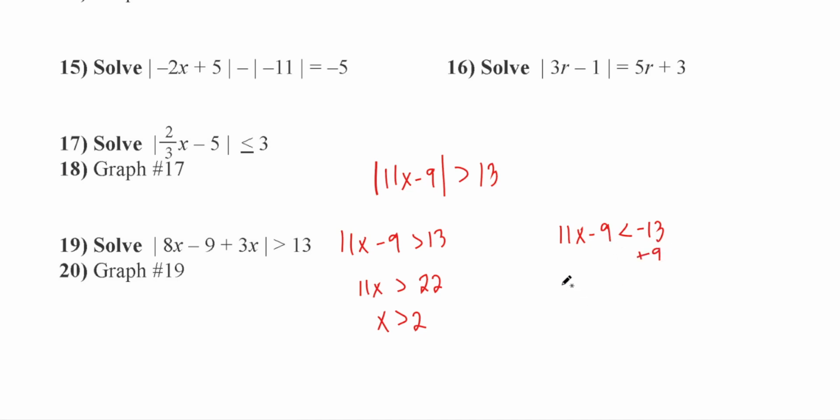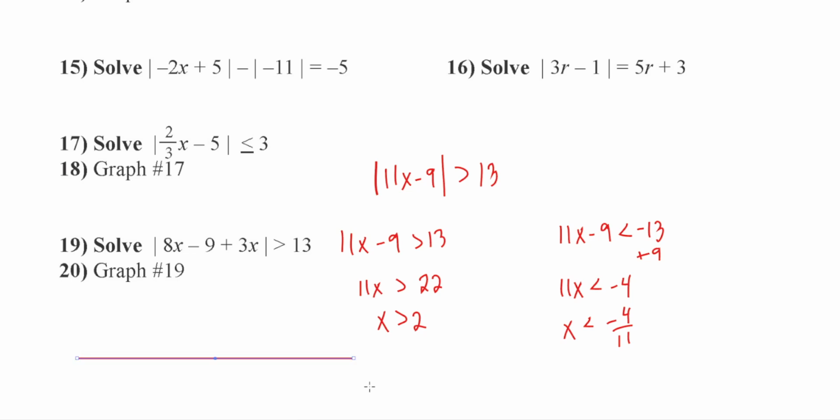Add a 9. 11x is less than, what's that? Negative 4 divided by 11. We didn't divide by any negatives, so it's just x is less than negative 4 over 11. It's kind of an ugly number. You need to check them, right? Put them both back in. Make sure they work. Okay, they do work. Spoiler alert.